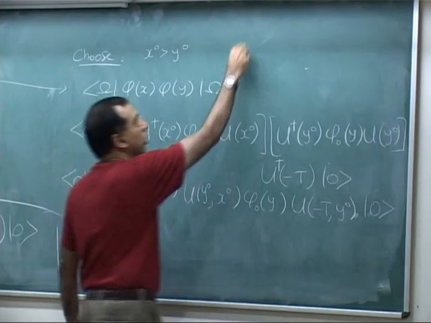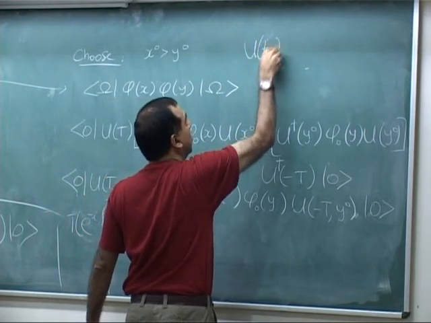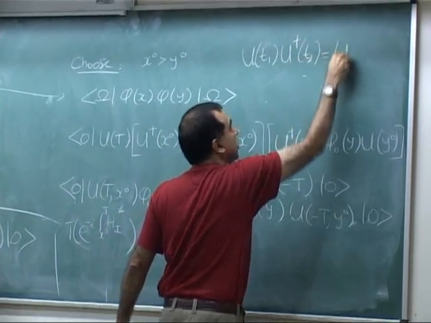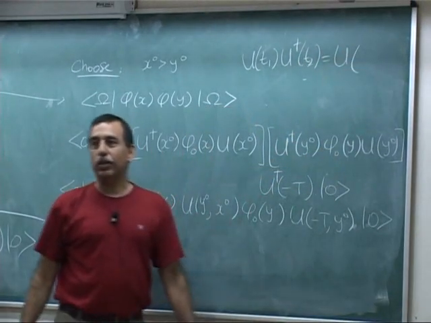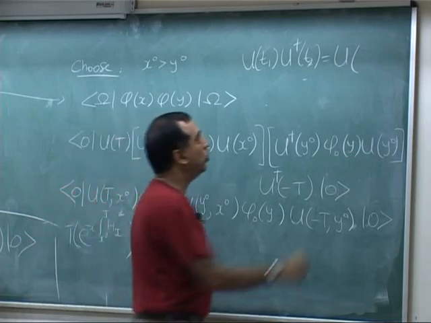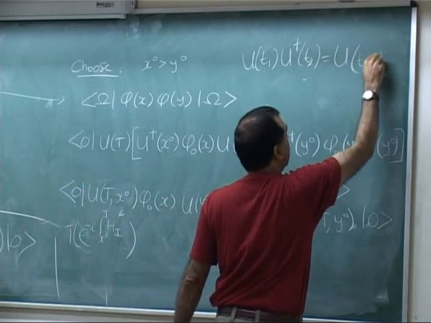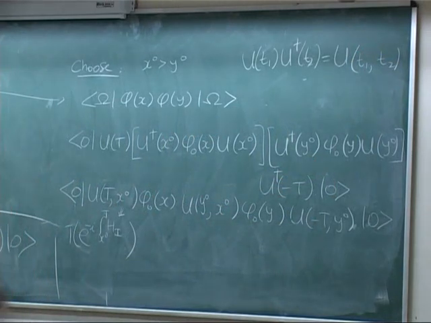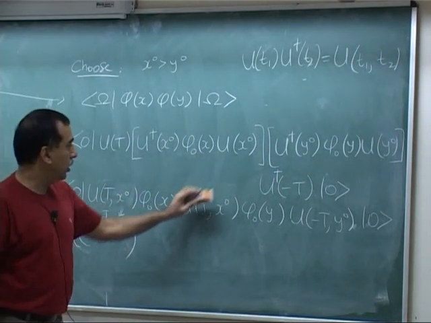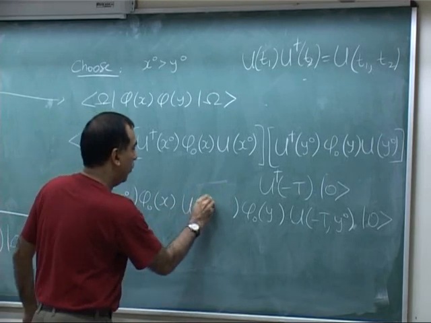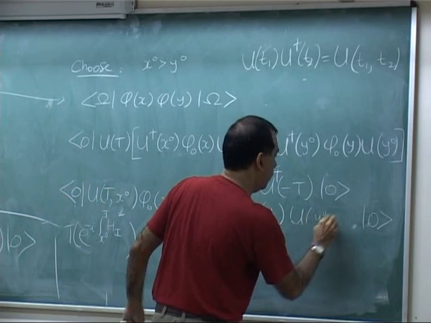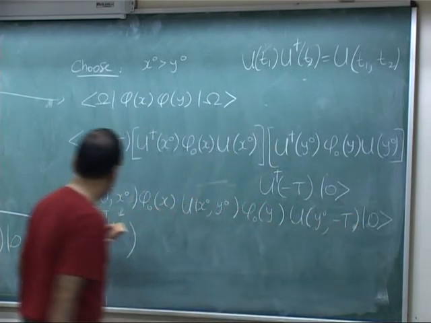Let's have a formula. U of t1, u dagger of t2 is equal to u of t1, t2, or t2, t1? T1, t2. So that's an unfortunate notation, but let's stick to it. Okay, fine. So t and x0. Here it is x0 and y0. And here indeed, as you said, it is y0 and minus t. Okay, so we are in business now.